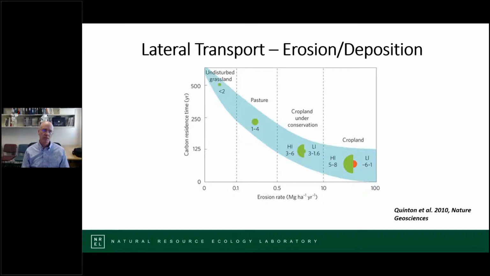You've got carbon residence time, and that carbon residence time declines as erosion rate goes up on that eroding area. What's occurring on this eroding area is really important in terms of whether you have a sink or not across the landscape. If we look at cropland under conservation, which would include no-till, and cropland that's not under conservation, more intensively managed, if we have a high input system, that green there means there's a sink. You'll notice if you go to more intensively managed out at the end there, you have a larger green half circle.